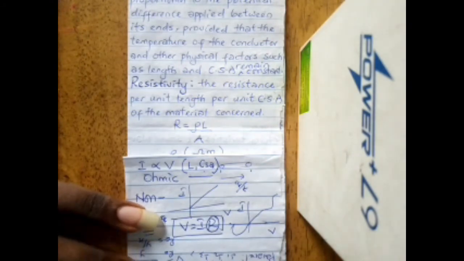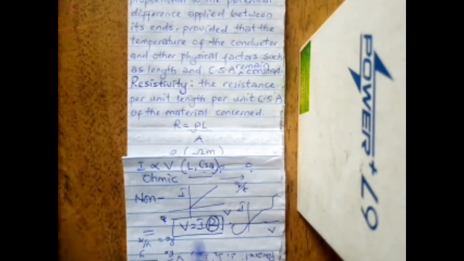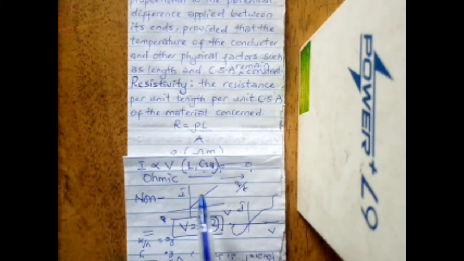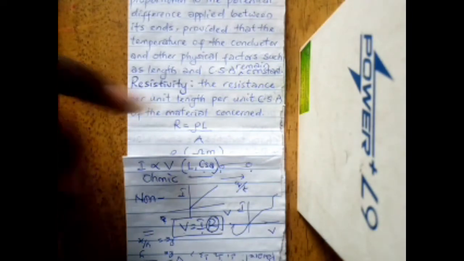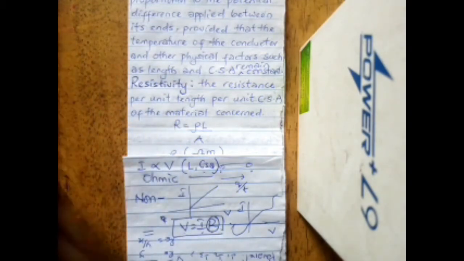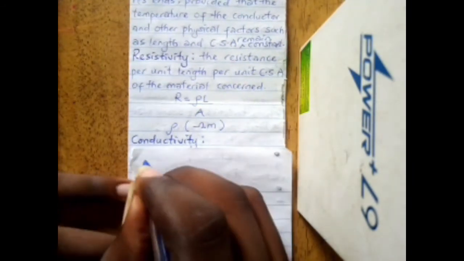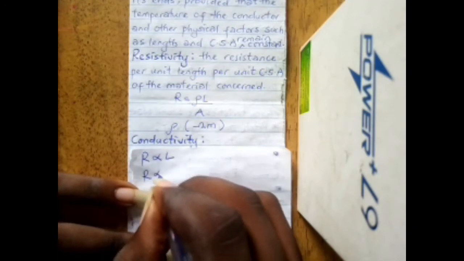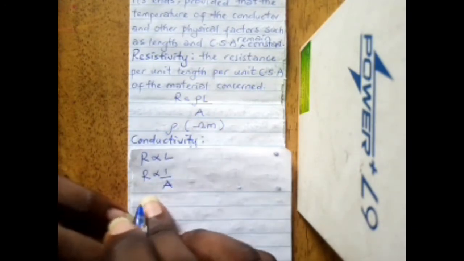Now, the resistance per unit length, per unit cross-sectional area of the material concerned is what we refer to as resistivity. Don't forget from Ohm's law, the constant of proportionality between the voltage and the current is R, provided the length and cross-sectional area are constant. So resistivity simply talks about the resistance of that conductor per unit length, per unit cross-sectional area of the material concerned. So what that simply means is that our resistance depends on the length and on the cross-sectional area.